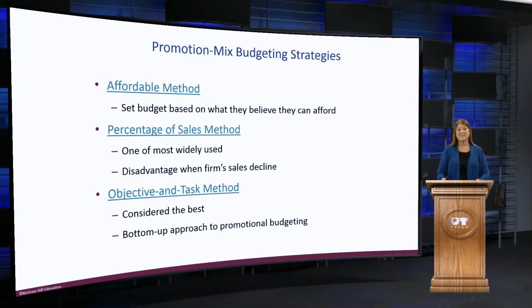The final method that we're going to discuss is the objective task method. Actually, it's considered the absolute best method to use. The reason is that you set an objective. You want to, let's say, increase your market share by 5%. Well, then you figure out the tasks that are necessary to achieve that objective. So you set an objective, you determine what you need to do, and that's how much you spend. That's why it's considered the best approach. It's a bottom-up approach. It means you start and you determine what your needs are, and then you allocate funds accordingly. The problem is that it's difficult to do.